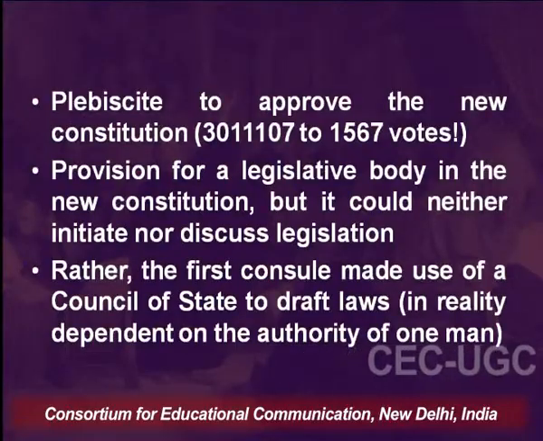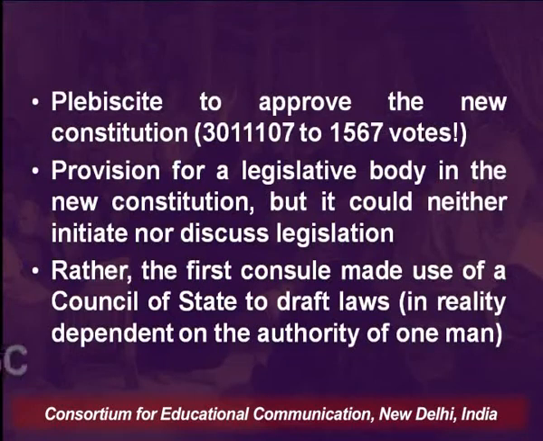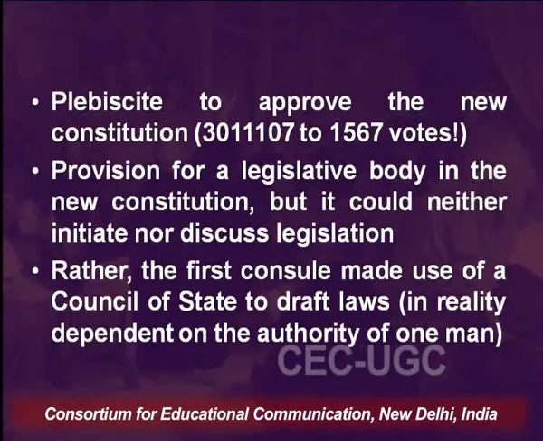There was a provision for a legislative body in the new constitution, but as I said in the beginning, it could neither initiate nor discuss legislation. In effect, it was all coming from Napoleon. The deliberations and even the legislative part of it actually depended on the will and intent of one person, Napoleon. That's why I am saying that from this period, 1801 to 1804, Napoleon emerges as the dictator in France.